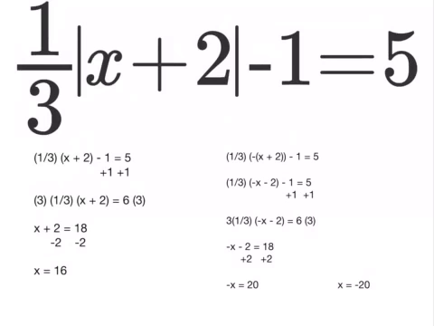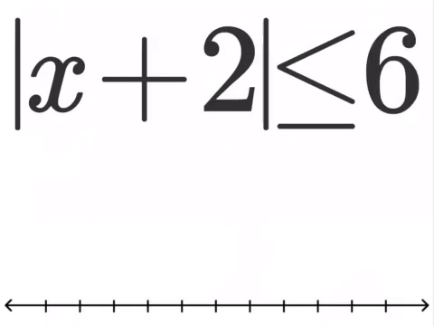Now that we've done some absolute value equations, let's look at a few absolute value inequalities. The absolute value of x plus 2 is less than or equal to 6. Absolute value inequalities work pretty much the same way as absolute value equations. We just have to take into account what our inequality says. So, originally I would just write this as x plus 2 is less than or equal to 6, forgive me.